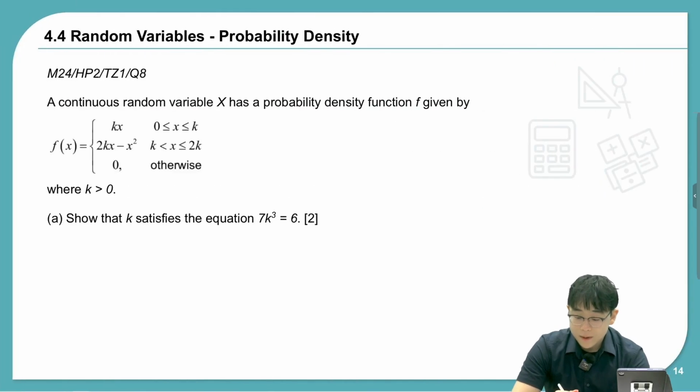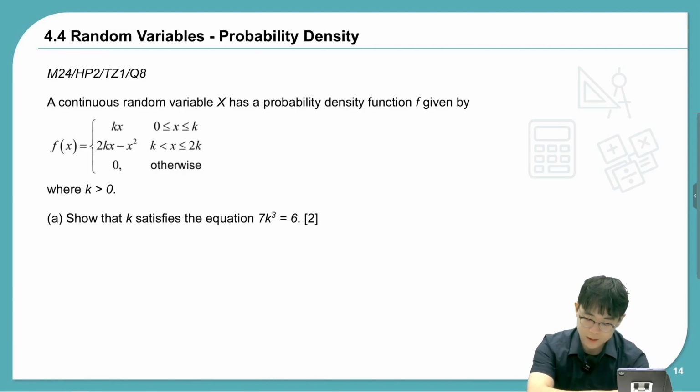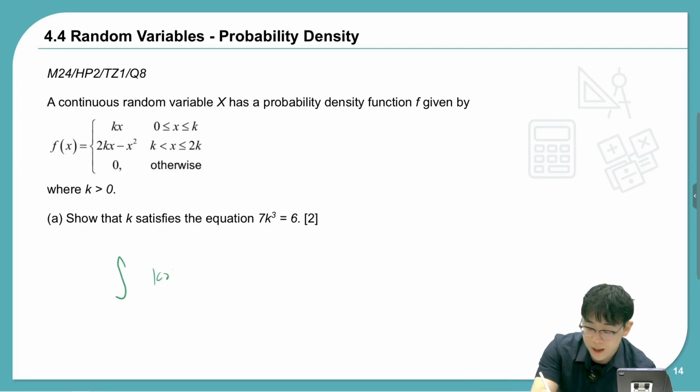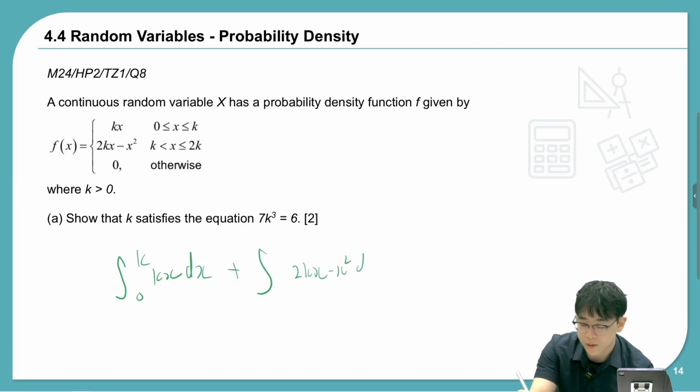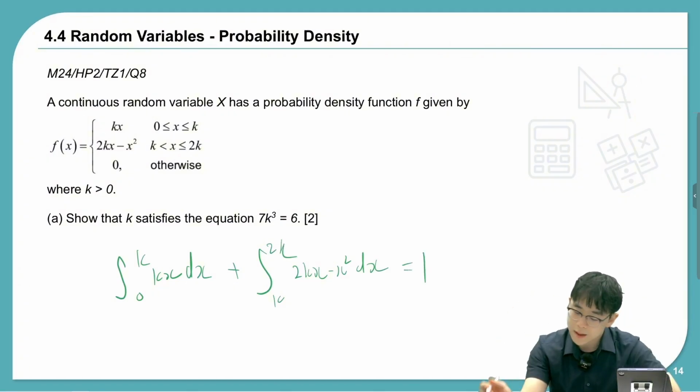Okay, so now let's move on to number 8. We have a continuous random variable, so we have a probability density function whose integration should give us 1. If you were to integrate kx from 0 to k, add that to the integration of 2kx minus x squared from k to 2k, that should be 1. That relationship should give us 7k cubed equals 6.